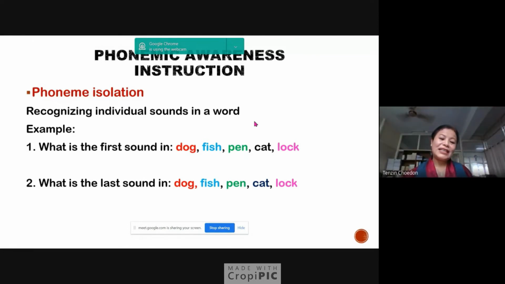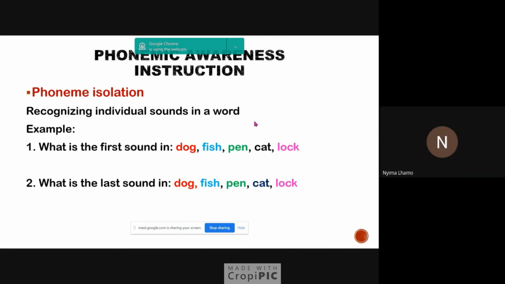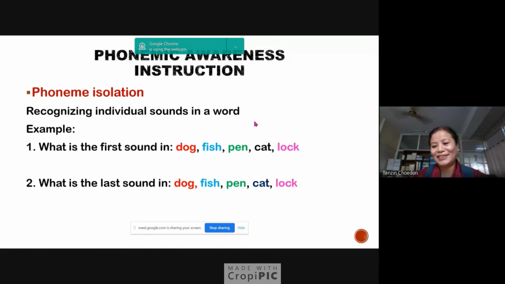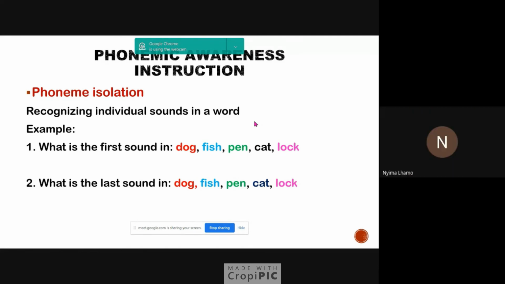Okay, the second one. What is the last sound in dog? The same words I have here. Now, what is the last sound? Right now, it's easy for you because you can see the print, right? Phonemic awareness activity is usually done orally in class. So if you ask children, what is the last sound in dog? "G." Good, right? G. Okay, so, second word, dog.